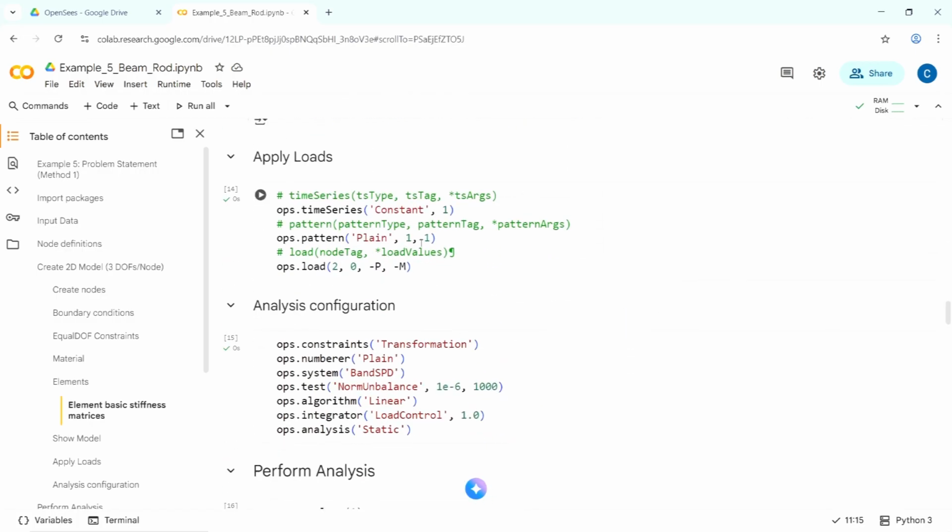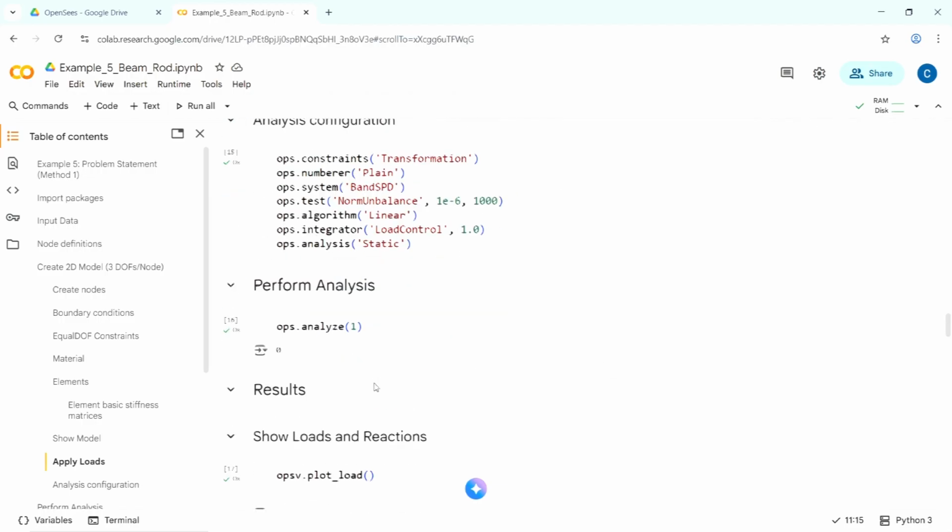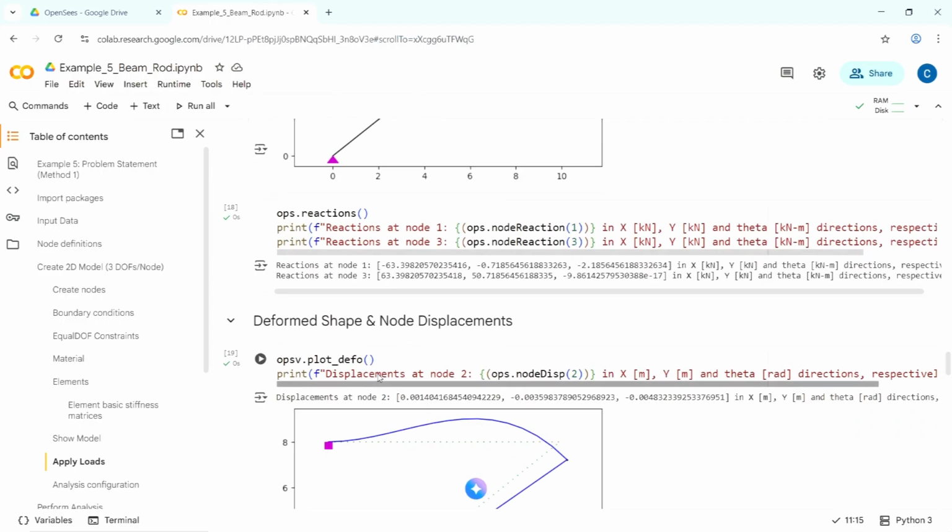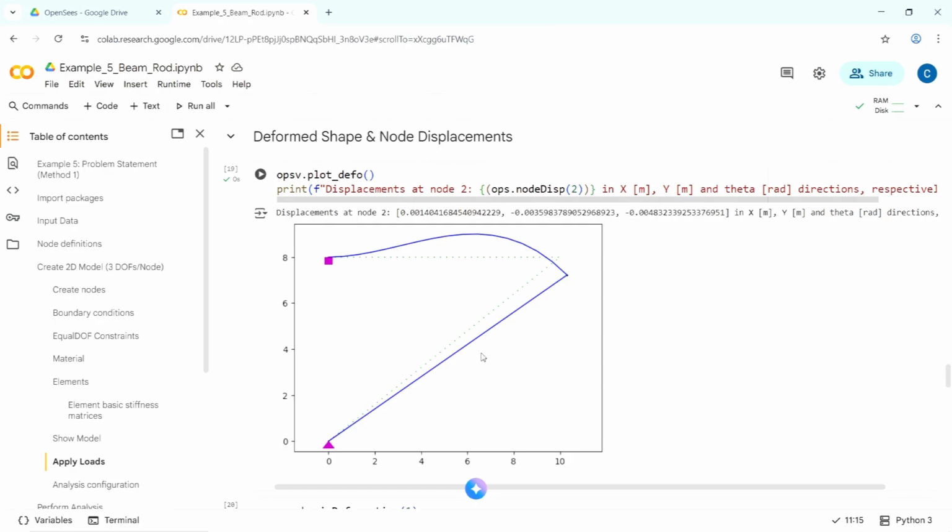Now, the load is the same as example 1. Let me go directly to the result. This is the deflected shape. Now, this member, as you can see, member BC is only shortening in the axial direction.